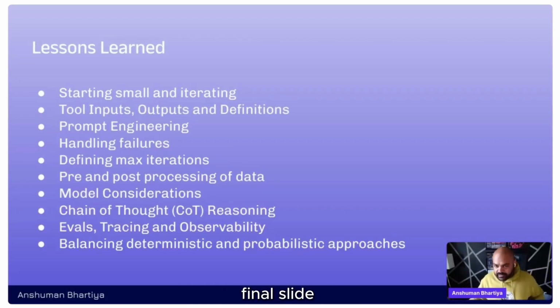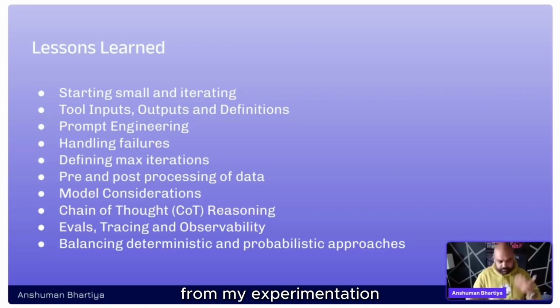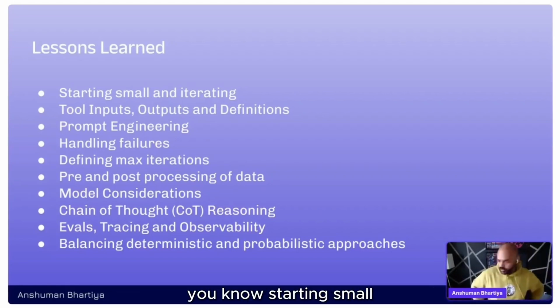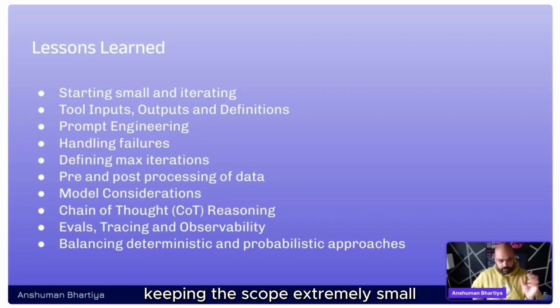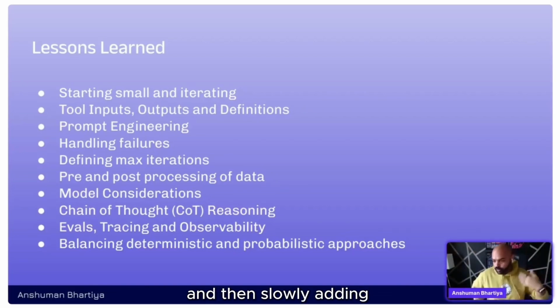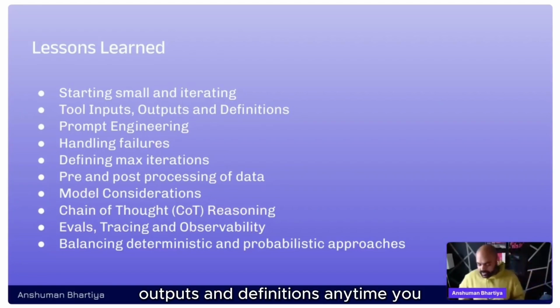Okay. Final slide. These are all the things that I've learned from my experimentation. So the first thing you've probably heard is starting small, keeping the scope extremely small, achieving the desired outcome, and then slowly adding more complexity. Then, tools, inputs, outputs, and definitions.